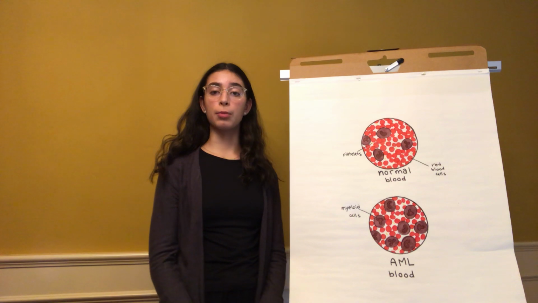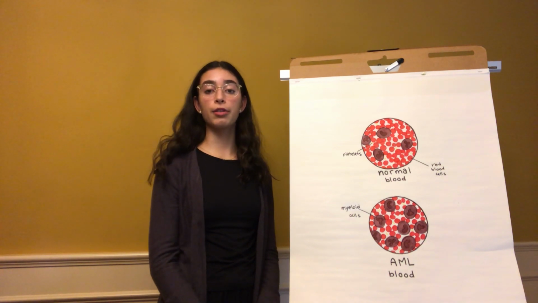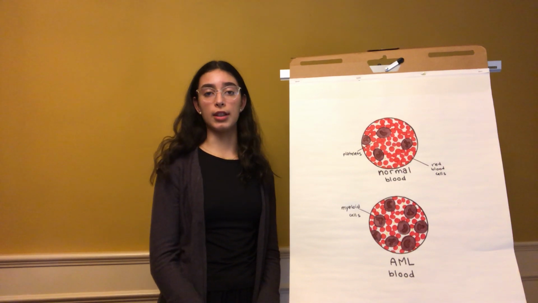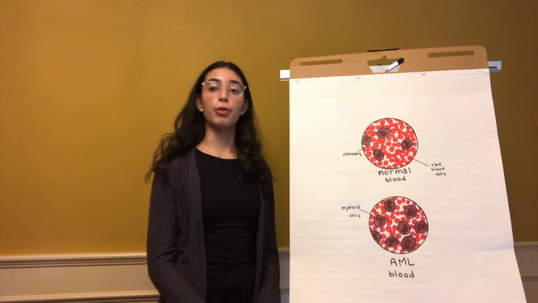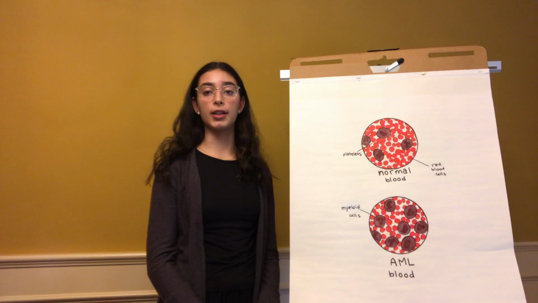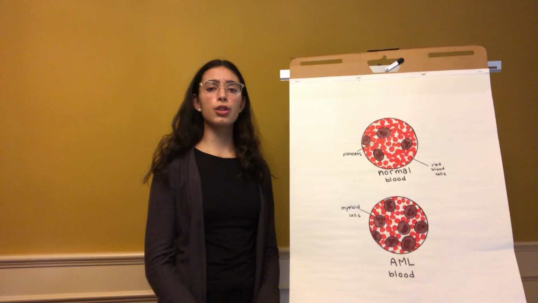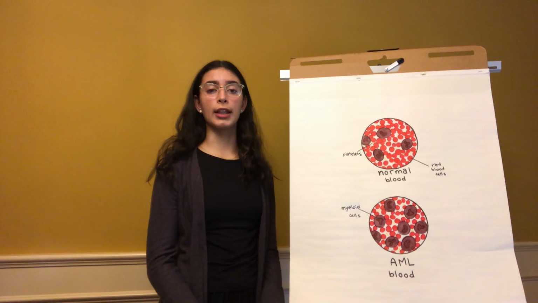This gene mutation prevents myeloid cells from developing into red blood cells, white blood cells, and platelets. Due to this, the body is prone to disease. Since myeloid cells are overproduced and can't transform into healthy blood cells, they use up space and steal nutrients away from healthy blood cells. So, how do we stop AML from progressing and getting worse?